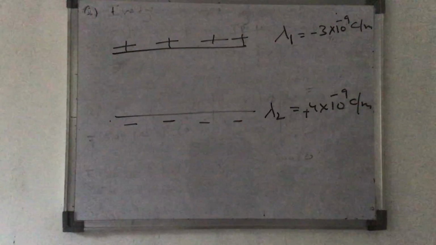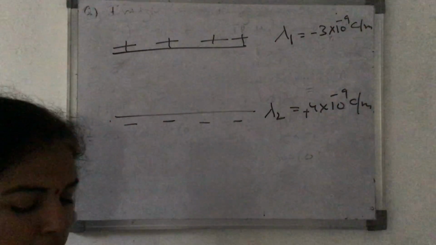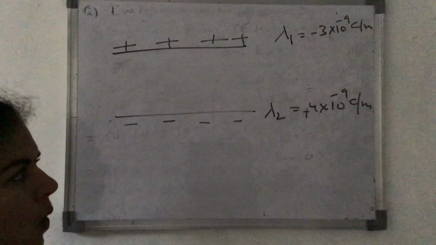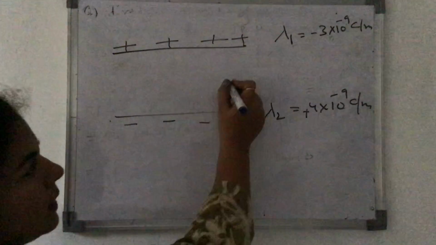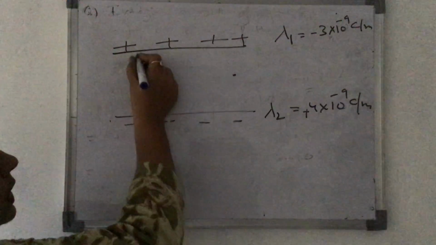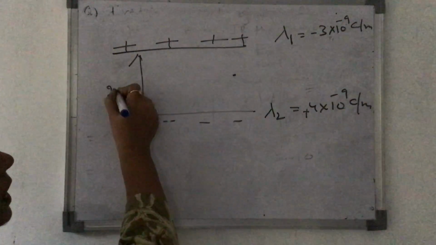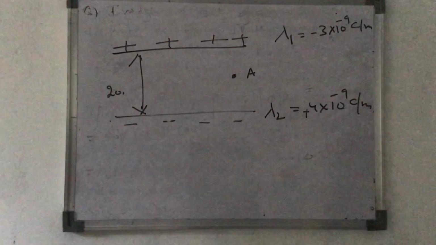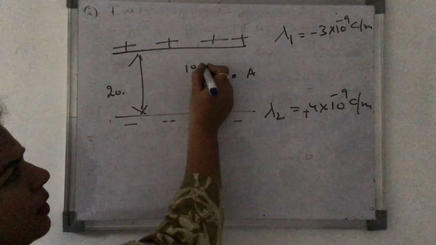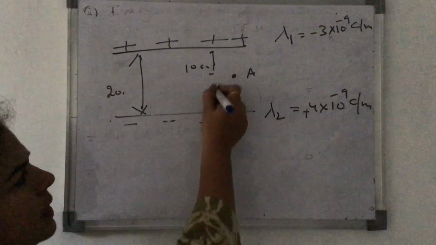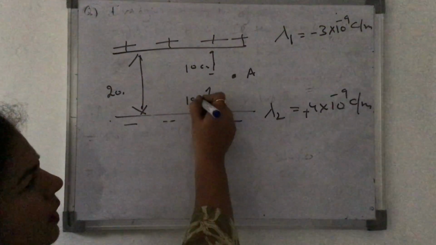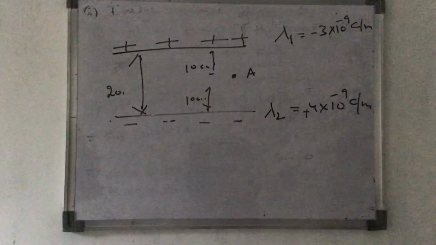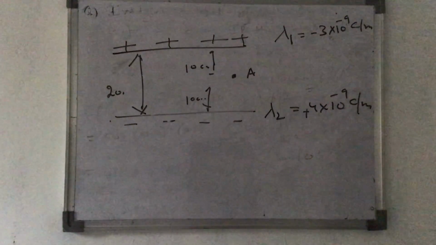Now I have to find the electric field because of the two at this point. The distance between them is 20 centimeters, and I want to find the electric field at point A, which is at a distance of 10 centimeters from each. 10 centimeters from here and 10 centimeters from here. Now, how to find the electric field? Two things you have to remember.